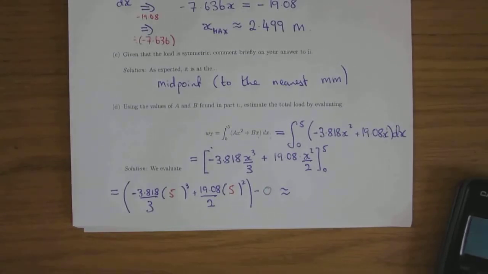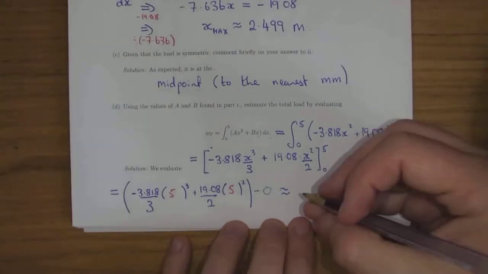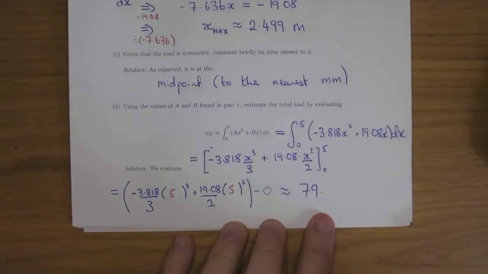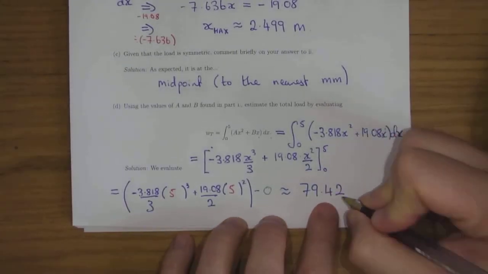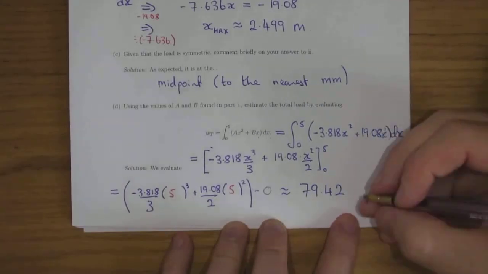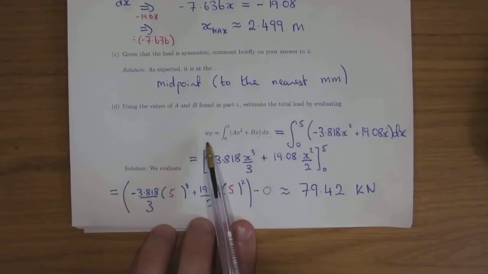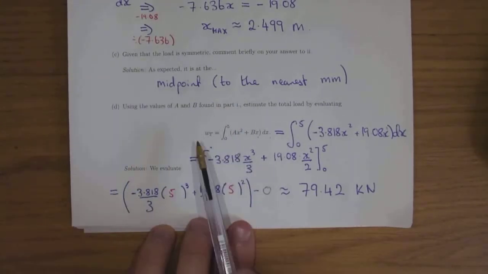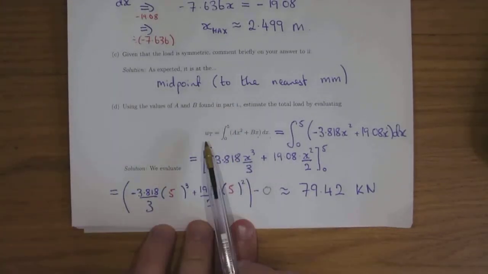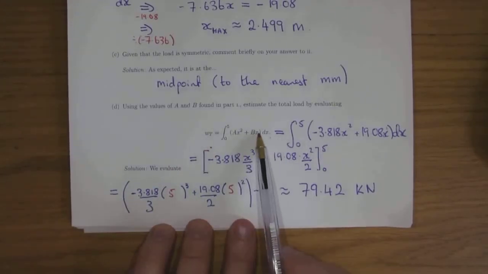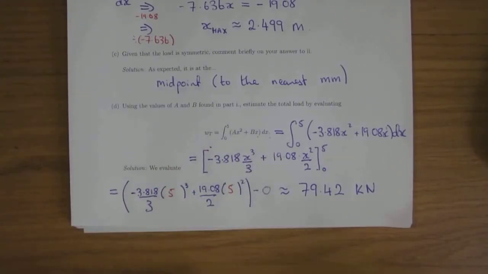Minus 3. Now again here, if you get something negative, that's suggesting that there's been some kind of a mistake. Plus 19.08 over 2 times 5 squared, which is 25. And it comes out to 4 significant figures, 79.4, and then it's 1/6, so I'll round that up. Now the load is measured in kilonewtons, not kilonewtons per meter. There's possibly a confusion between the notation WT and WX, because WX is kilonewtons per meter, whereas this is total load. It's actually kilonewtons per meter times meter, which is kilonewtons. Okay.